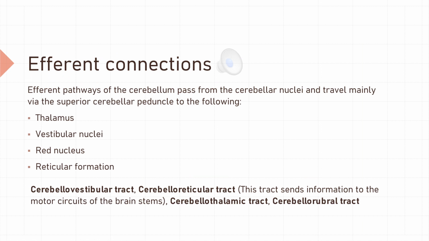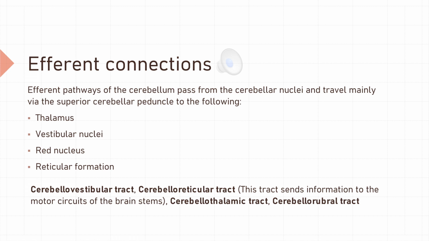Let's talk efferent connections. These are basically pathways coming from the cerebellum to the other structures. They are originating from the cerebellar nuclei, as we talked about in the internal circuitry slide, and they travel mainly via the superior cerebellar peduncle. And the cerebellum forms connections with the thalamus, the vestibular nuclei, the red nucleus, and the reticular formation.